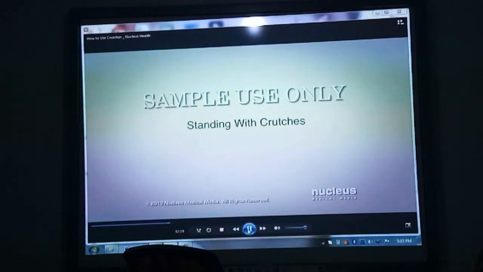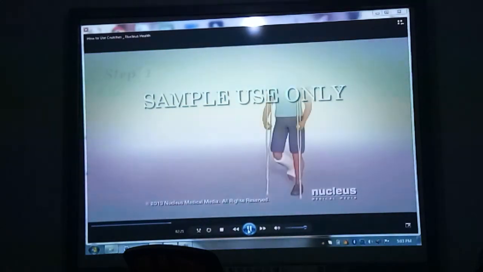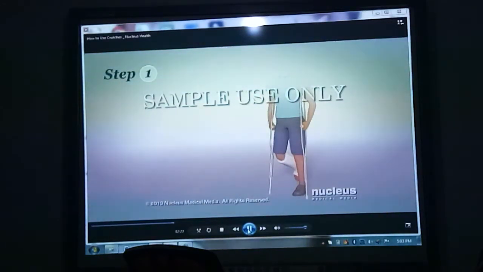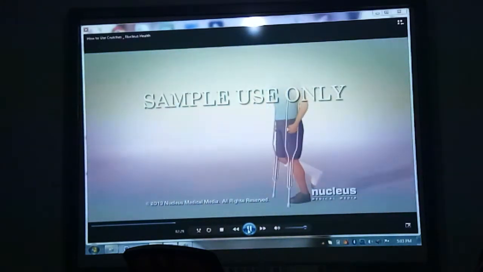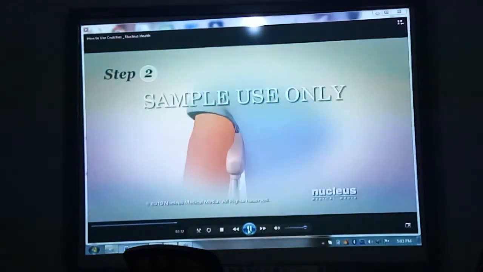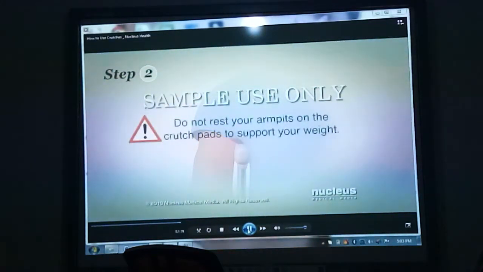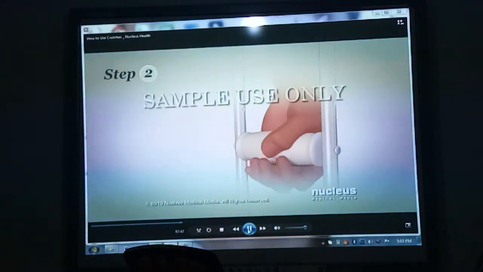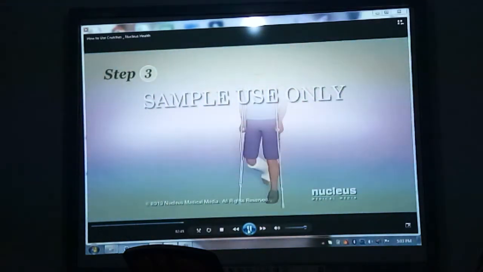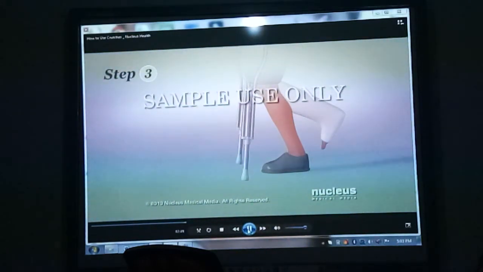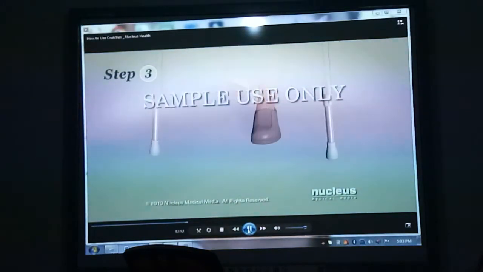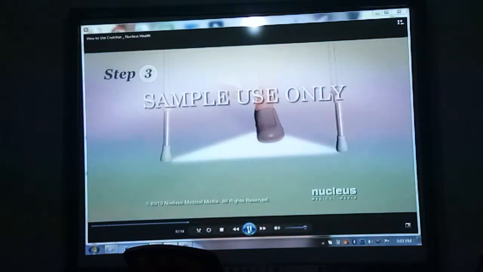Next, you'll learn how to stand with crutches. Step 1. While standing on your uninjured leg, hold one hand grip in each hand. Step 2. Squeeze the crutch pads between the sides of your chest and upper arms. Do not rest your armpits on the crutch pads to support your weight. You will support your weight on the hand grips. Step 3. Spread the crutch tips apart and put them slightly in front of you on the floor. This is called a tripod or 3-point stance.